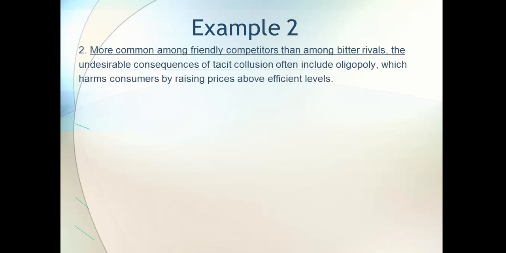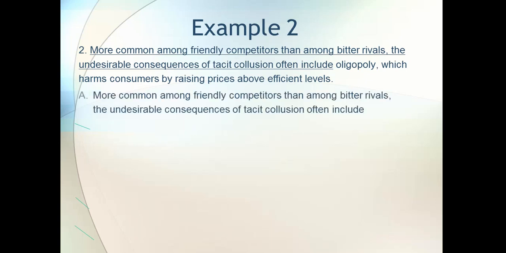Now let's see an example from the verbal section, the sentence correction part to be exact. This is the sentence given to you, where you have to correct the underlined part. More common among friendly competitors than among bitter rivals, the undesirable consequences of tacit collusion often include oligopoly, which harms consumers by raising prices above efficient levels. All right, and we have 5 possible answers here too. The first one, A, is always the same as the one given, so that assumes that there is no mistake, that this is the correct version of the sentence, of course.